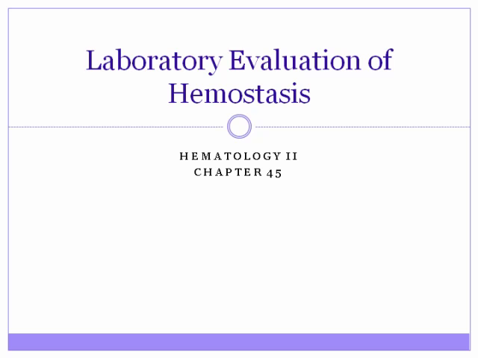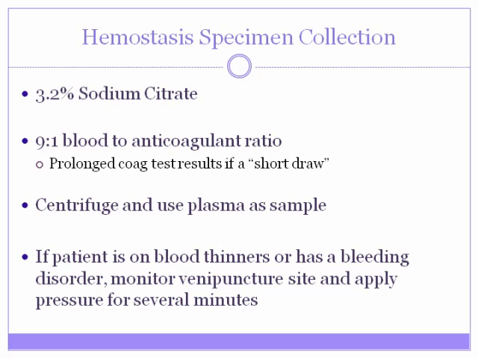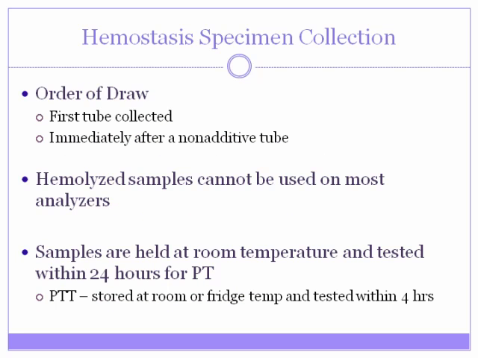All right, Chapter 45 is on the lab evaluation of hemostasis. Just quick notes on specimen collection. We should know by now that we're collecting it in a light blue sodium citrate tube. That 9-to-1 blood to anticoagulant ratio is critical. If you don't get the full amount, then you're considered a short draw and we would throw it away. All right, order of draw, it should be the first tube collected, or it can be collected after a non-additive tube as well, but it should be right up there in the very first tube.